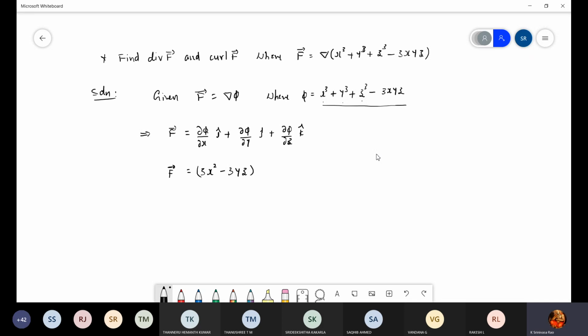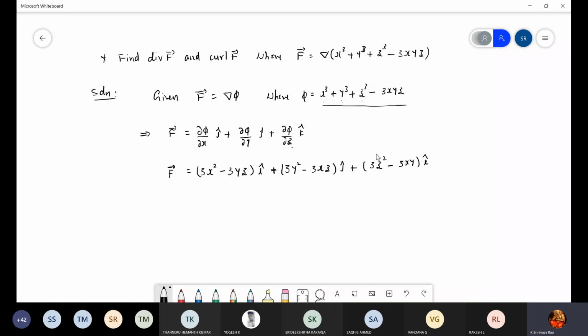Is it right? Yes, sir. Okay. Similarly, do the same repetition with respect to y and with respect to z. So phi with respect to y: y cube differentiation is 3y square, minus 3xz, into j cap, plus similarly phi with respect to z: 3z square minus 3xy k cap.